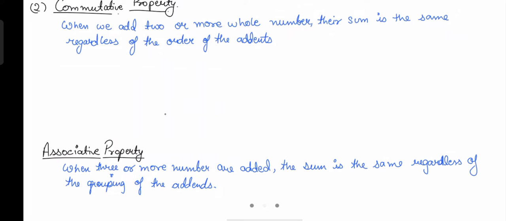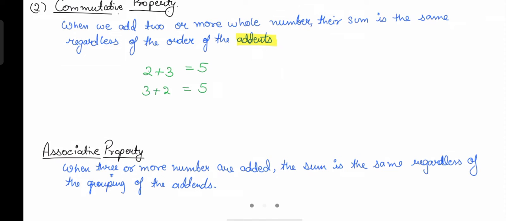What are addends? These are the numbers which we add. For example, if I add 2 plus 3, then 2 is an addend and 3 is also an addend. What will the sum of 2 plus 3 come out to be? It will be 5. But what if I just change the order? Instead of writing 2 plus 3, I write 3 plus 2. Is my answer going to change? No, it's again going to stay 5 only.